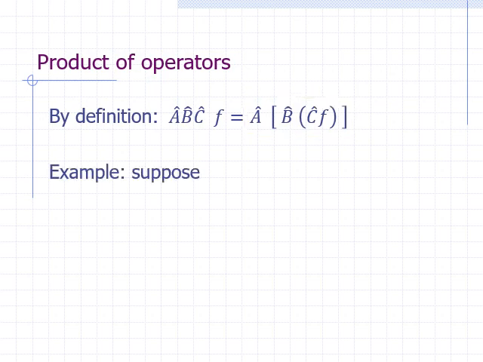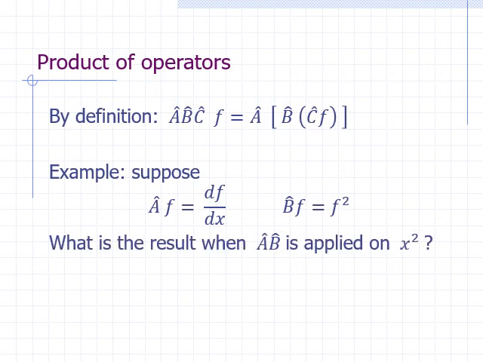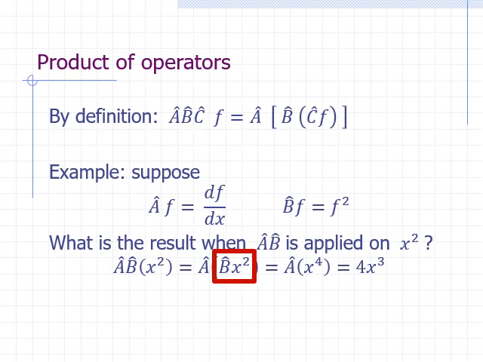Suppose operator A takes the derivative of the function it operates on with respect to x, and operator B squares the function it operates on. What is the result if we apply the operator product AB on x squared? We apply the rightmost operator first on x squared. B squares the function it's operating on, so B operating on x squared gives us x to the fourth power. Now that we have applied operator B, we apply operator A. Applying operator A on x to the fourth gives us the derivative of x to the fourth, which is 4x cubed.